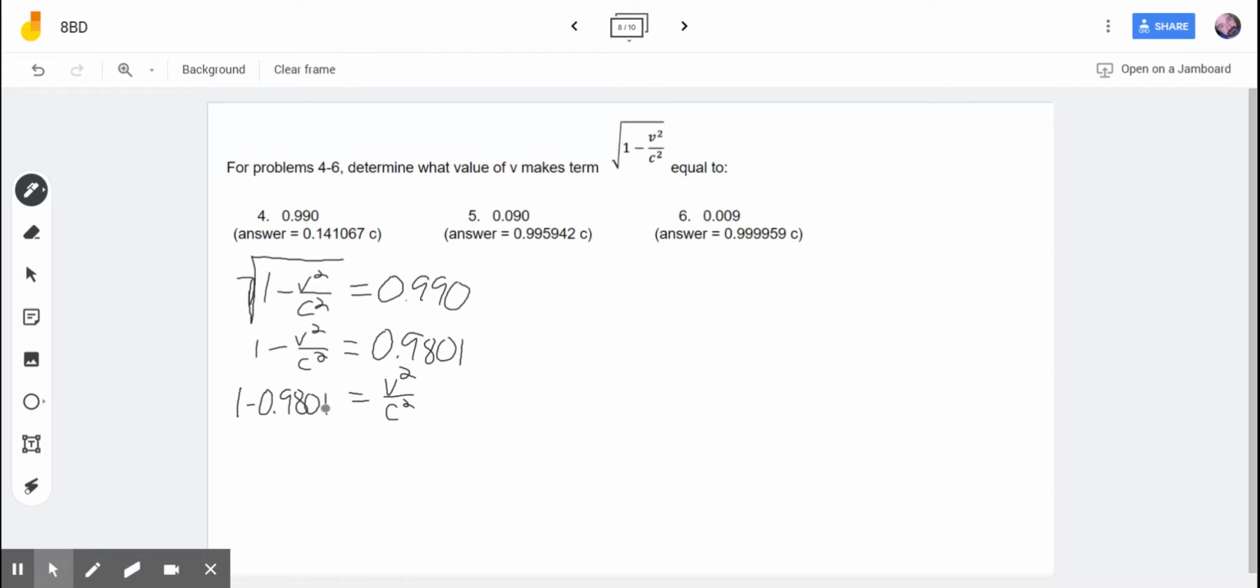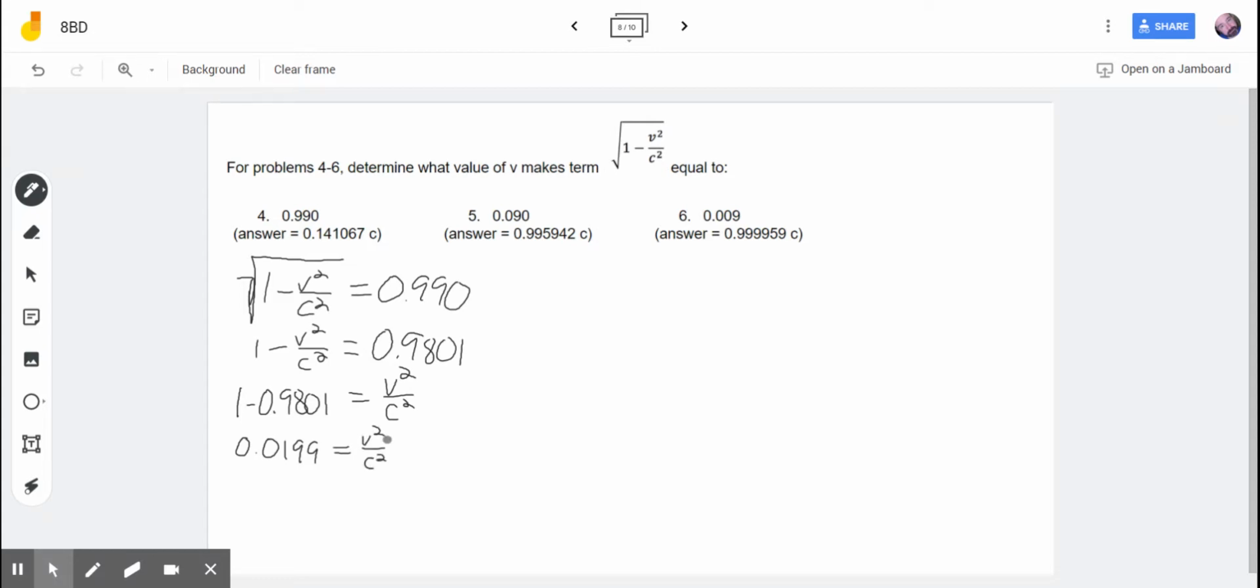0.9801. So we've got that. Ask your calculator, what's 1 minus this number? And the calculator will tell you 0.0199. I don't know if you can tell, I'm not actually doing these problems right now. I've done them already, and I'm going through the answers. So that's why you don't hear me clicking away on my calculator. So 0.0199, and this is equal to V squared over C squared.